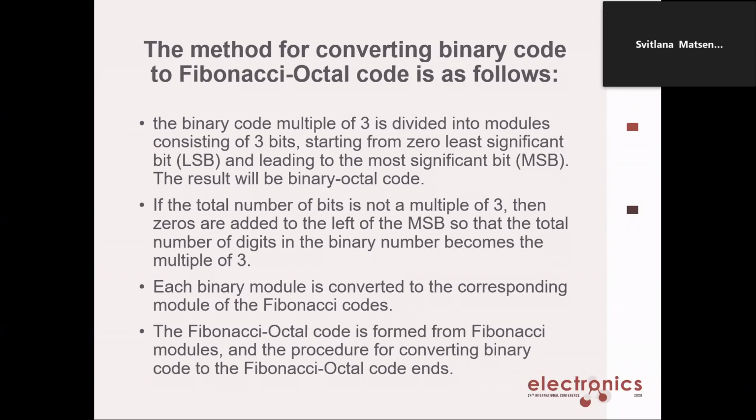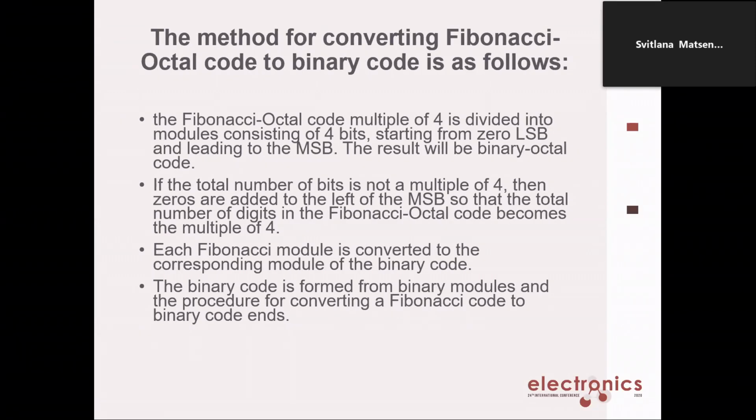And we propose the method for converting Fibonacci octal code to binary code. This method consists of 4 steps. The Fibonacci octal code, a multiple of 4, is divided into modules consisting of 4 bits, starting from the LSB and leading to the MSB. The result will be a binary octal code.